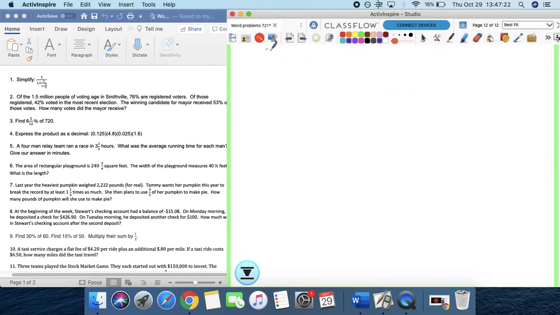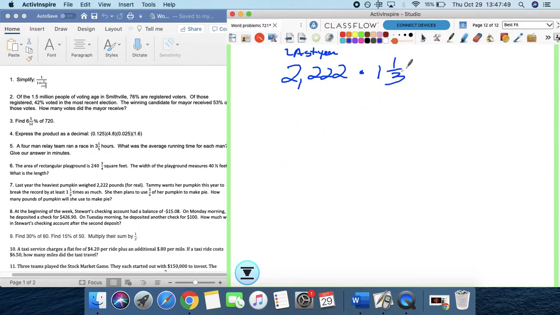Next one, something about a pumpkin. Last year, the pumpkin weighed 2,222 pounds. Jeez. Okay, so this year, Tammy wants to break the record by 1 1/3 times as much. So this was last year. So somehow she wants her pumpkin to grow 1 1/3 times. So we're gonna multiply this by 1 1/3.